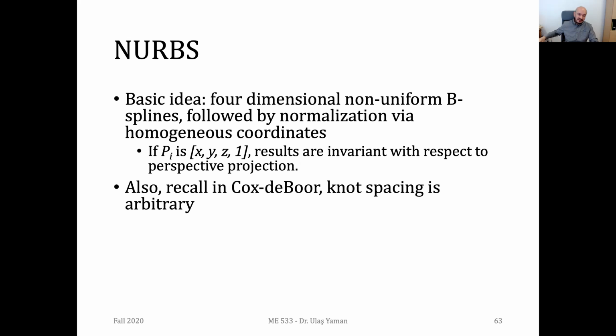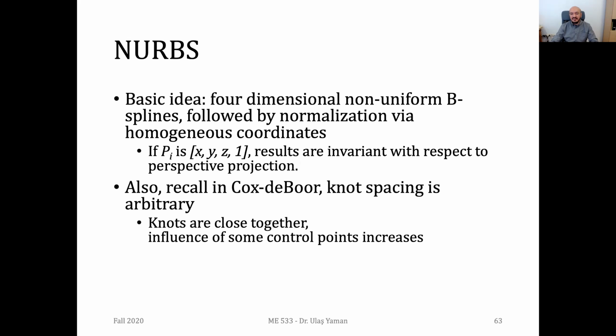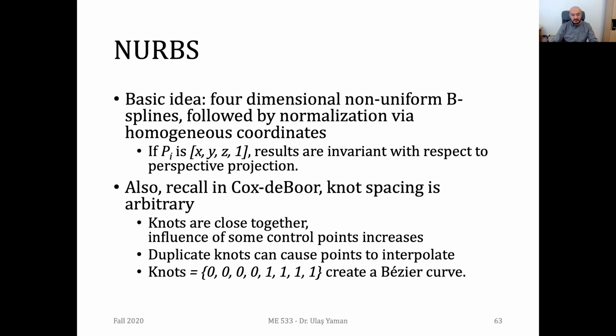If you remember our Cox-de Boor recurrence, you may have knot spacing arbitrary, depending on your requirement, whether you want to have interpolation or approximation. Obviously, we know that if the knots are close together, then the influence of some of the control points will be improved, and the duplicate ones will cause some of the points to interpolate.